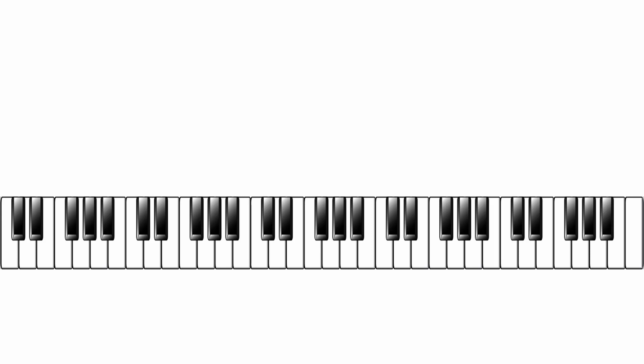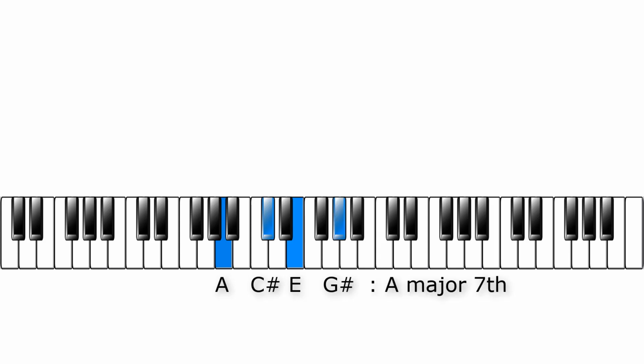The A major triad, we know it, consists of the notes A, C sharp and E. We need now the major seventh, which is always a half tone below the root being the A. So the G sharp is the major seventh. And A, C sharp, E and G sharp are together the A major seventh chord.